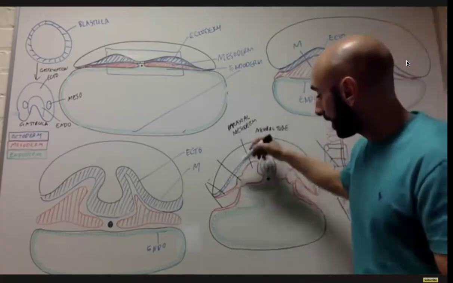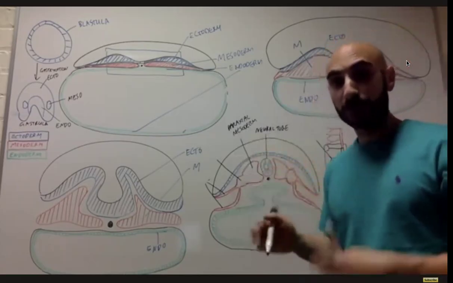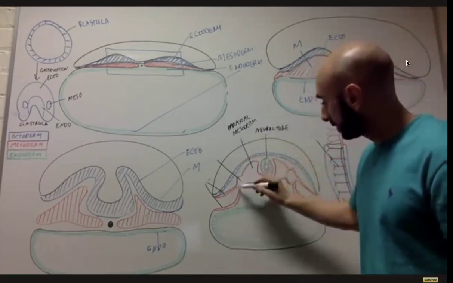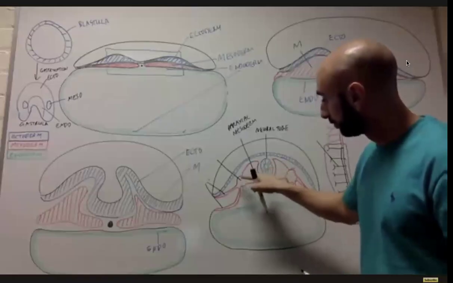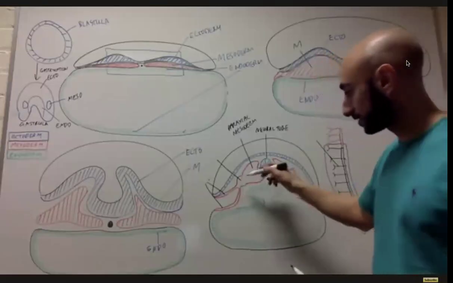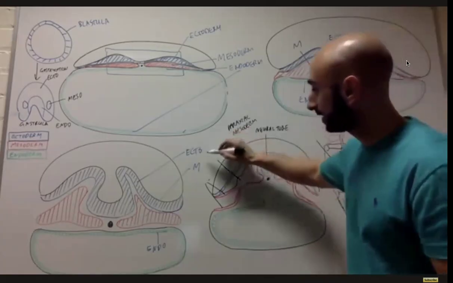The next one we have, which is the important part because this is to do with the kidneys now, is this other ball-looking thing that you can easily discern as its own structure, is the intermediate mesoderm.